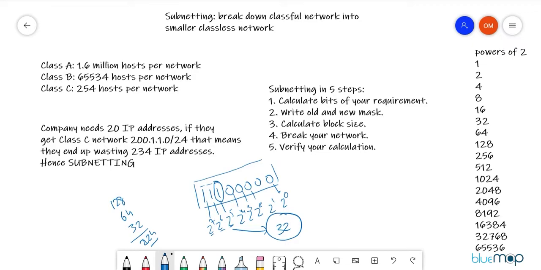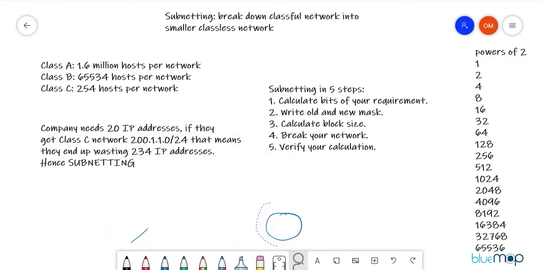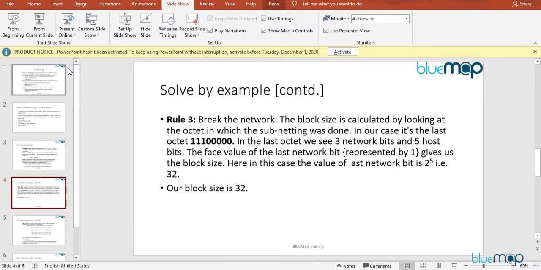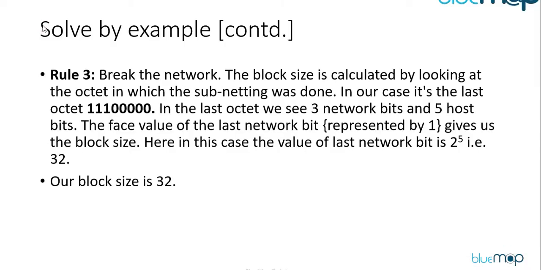Now I have a size. Now what do I have to do? I have to break this network. So I'll clear this out and get back to my slides. Okay. So here, in the last octet, we see 3 network bits and 5 host bits. The face value of the last network bit, if you start from the host side, you will see it as the first one. If you start from the network side, that will be the last one. That is the block size. So 2 raised to 5, that is 32. So our block size is 32.